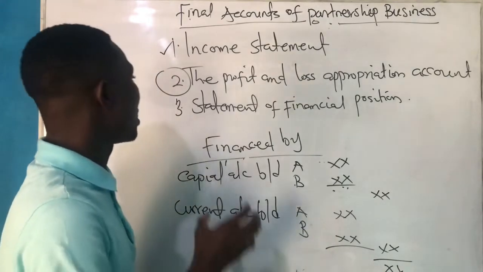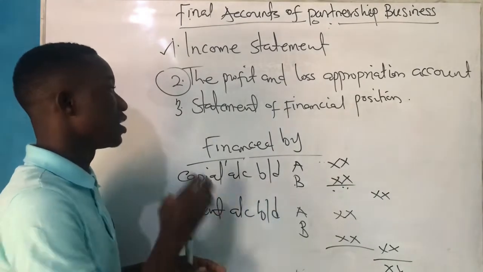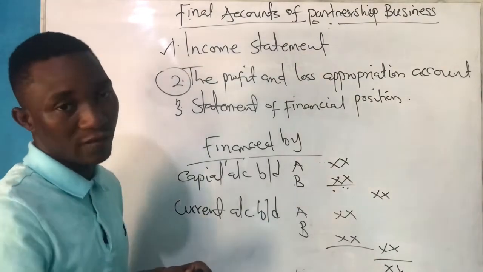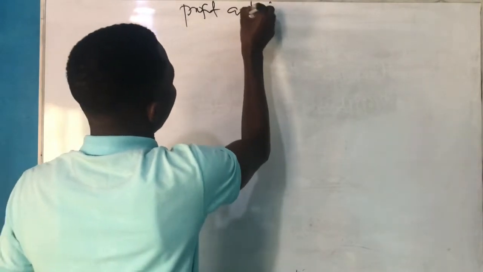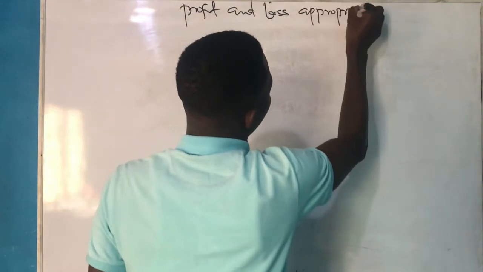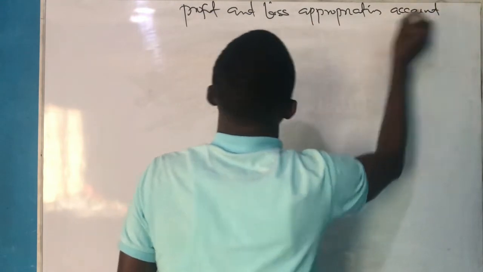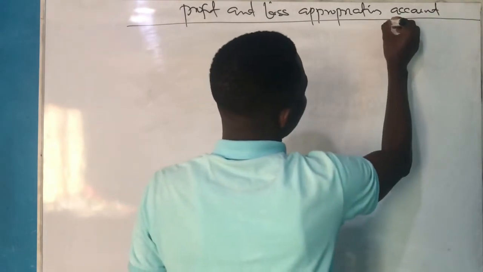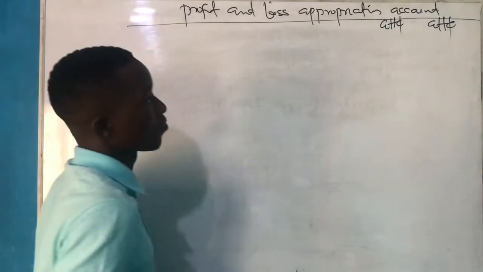But before that, let's stick with how we prepare the profit and loss appropriation account. Let's look at the format. After that, we look at the preparation of the current account and the capital account of the partners. Is that okay? Profit and loss appropriation account. So let me use Ghana cedi as my currency. Is that okay?